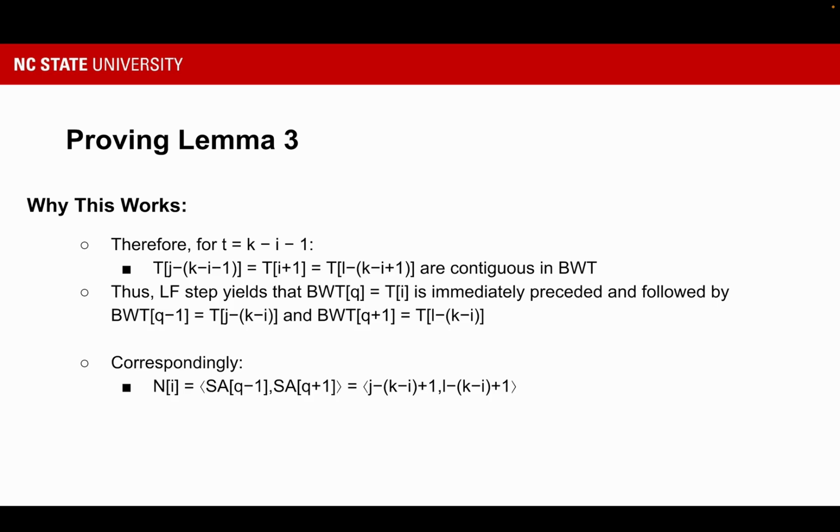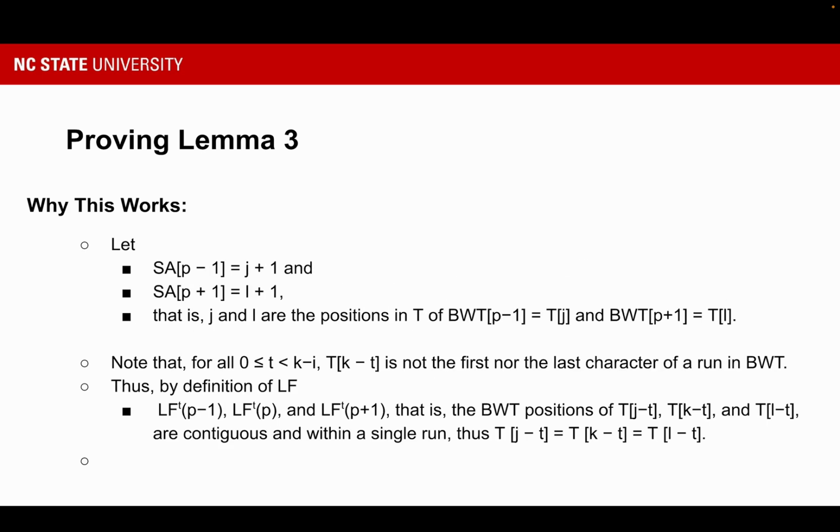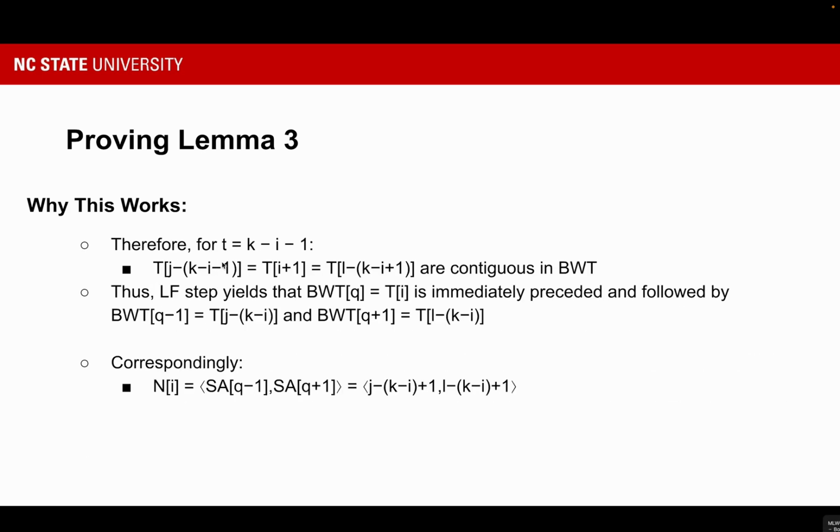So for t equal to k minus i minus 1, we can extend this equation in a way that T of J of k minus i minus 1 is equal to T of i plus 1 and T of l minus k minus i plus 1. So these all have to be contiguous in the Burrows-Wheeler transform.